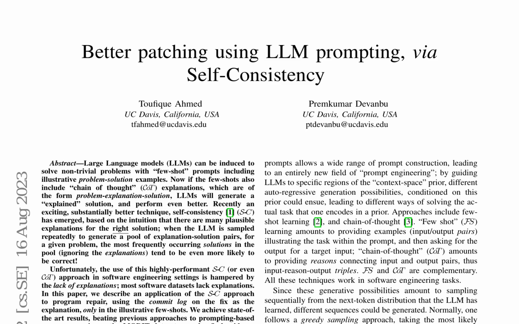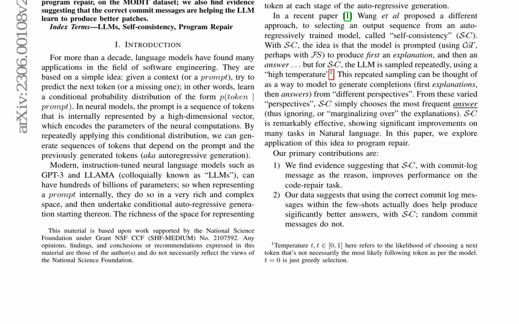However, this approach is limited by the lack of explanations in most software datasets. This paper explores the application of self-consistency to program repair, using commit log messages as explanations. The authors find that this approach achieves state-of-the-art results on the MODIT dataset, outperforming previous prompting-based program repair methods. They also provide evidence suggesting that the correct commit messages help the LLM learn to produce better patches.